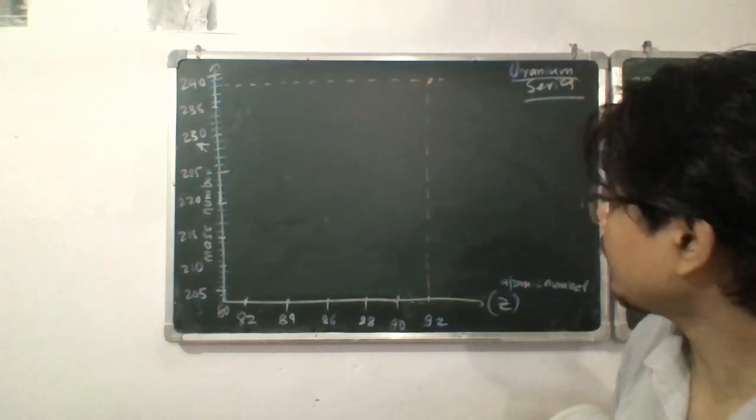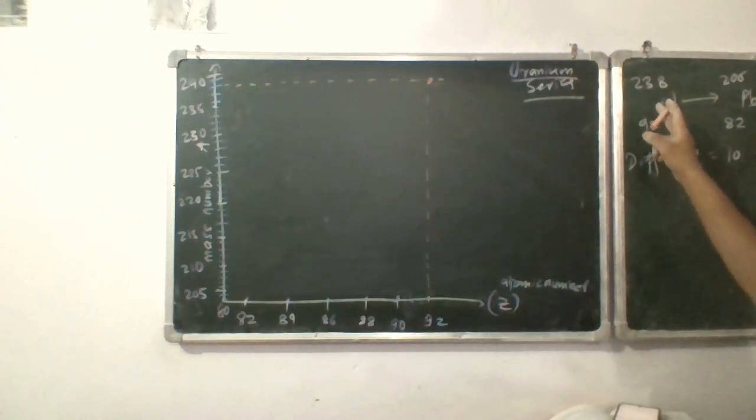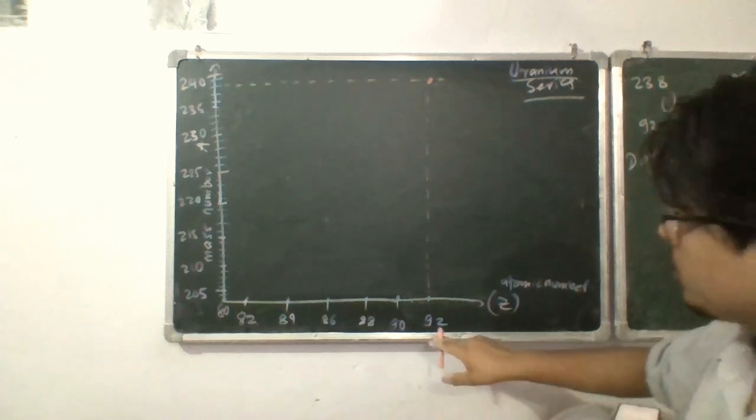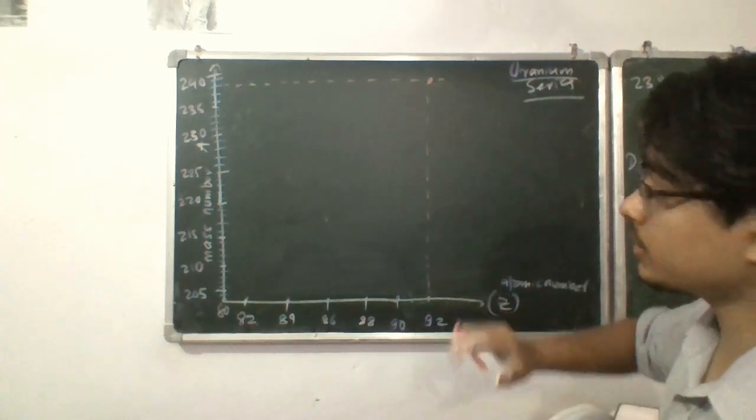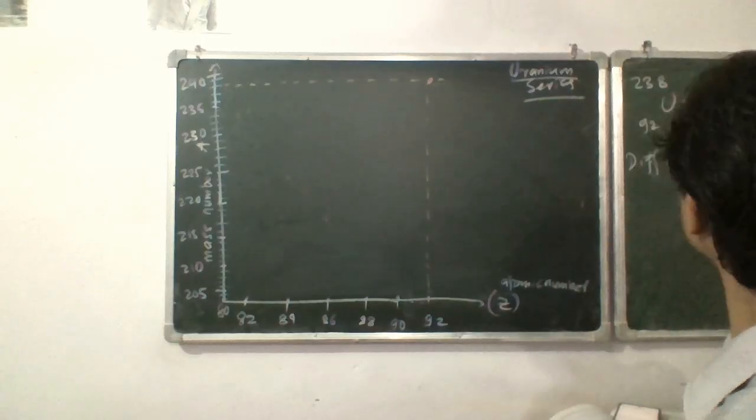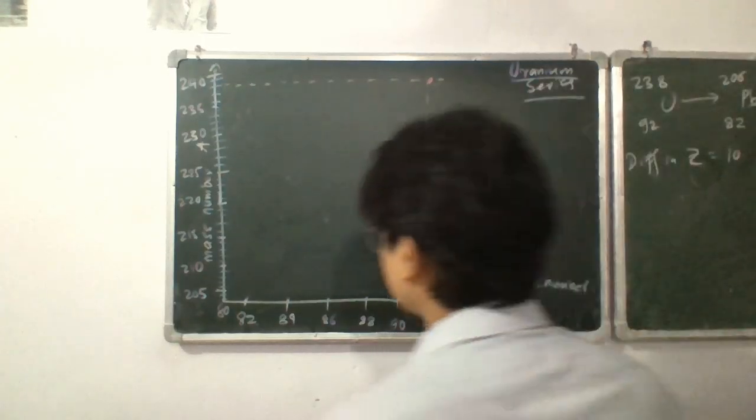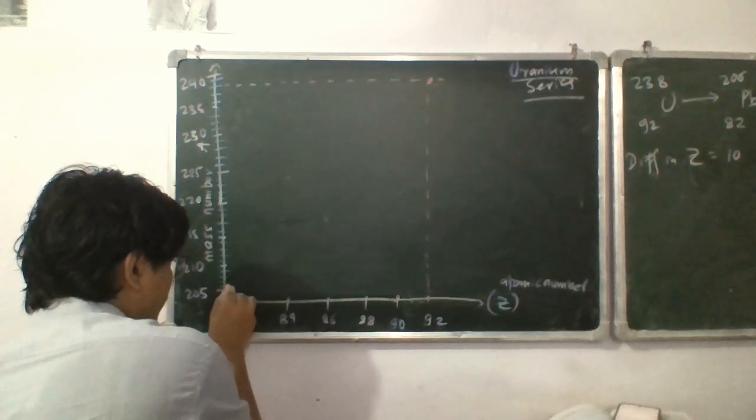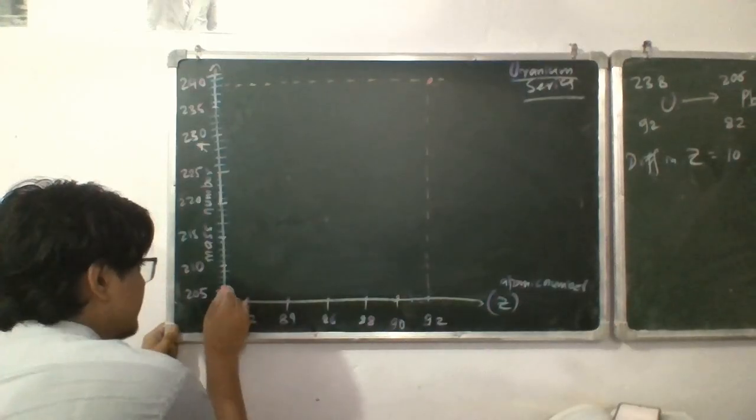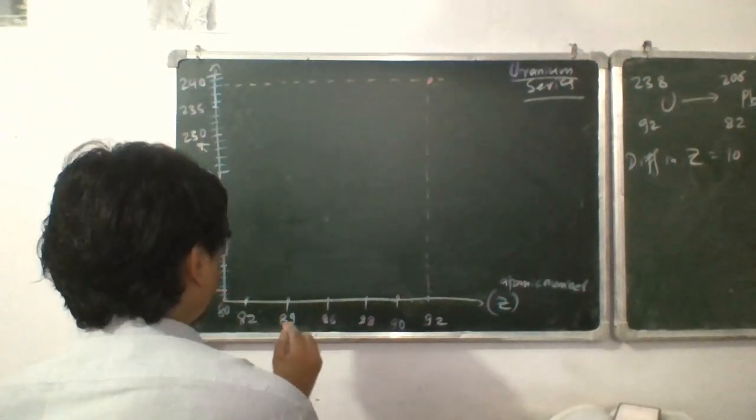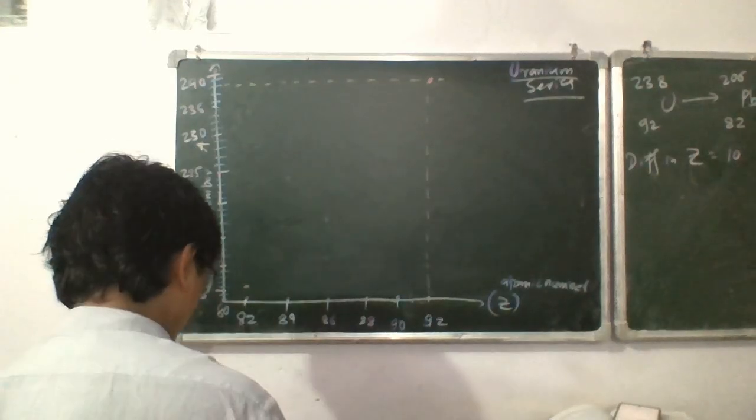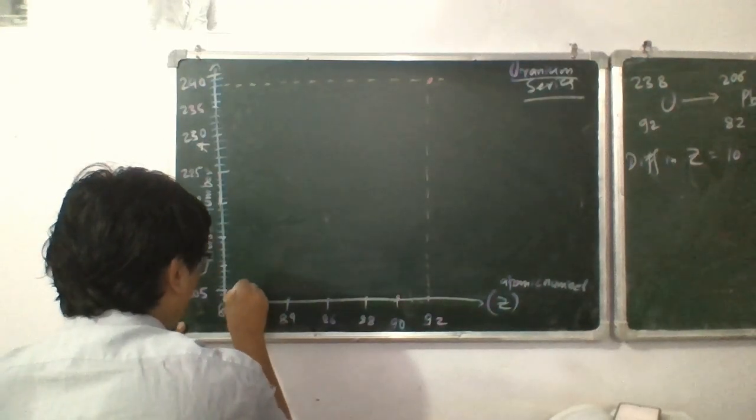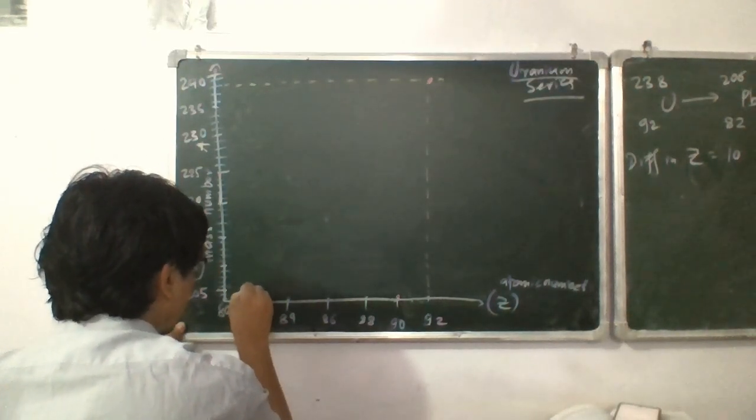We firstly had uranium 238, 92. So 238, 92 would be here, and it would lastly result in lead 206, 82. That means we would get 206. This is the 206, and 82 would be like here. So this is our stable product.